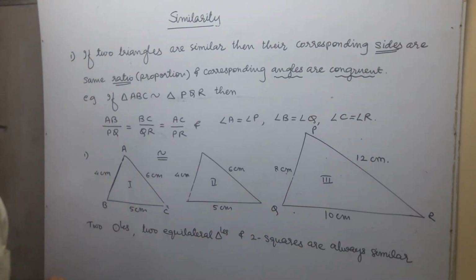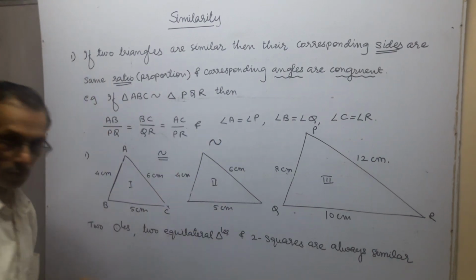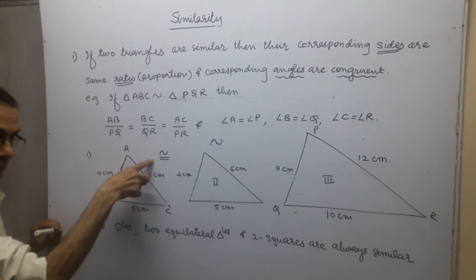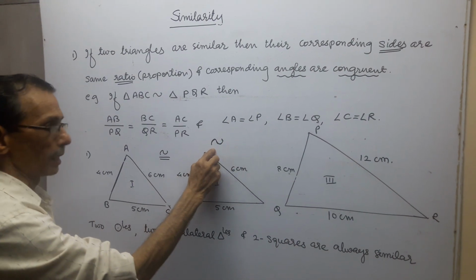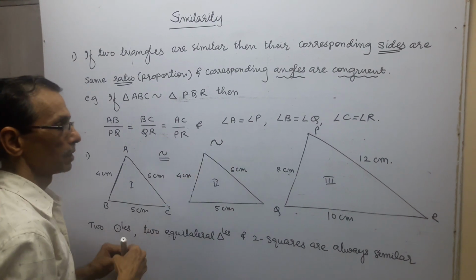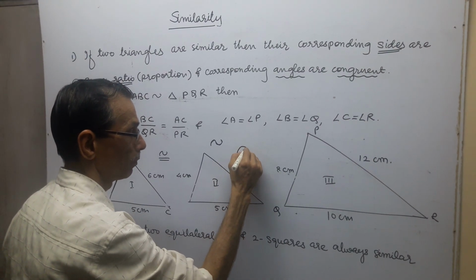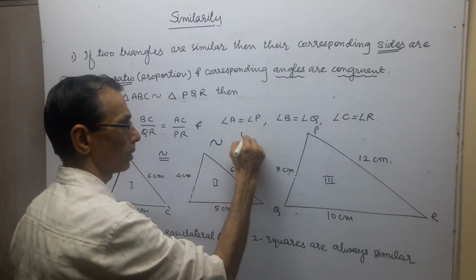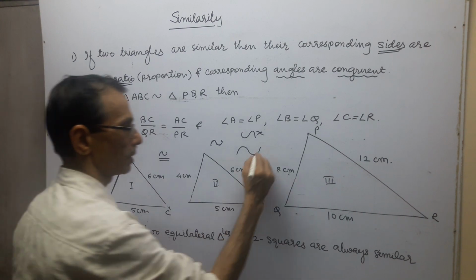And for similarity, we will use this symbol. This symbol we use for similarity. This symbol we used for congruency last year in 9th standard. This year we are going to use the similarity symbol. See once again how to start. From down we will begin, we will go up, again down and again up. This way. Not this way, this is wrong. Take note. This is wrong. This is right.